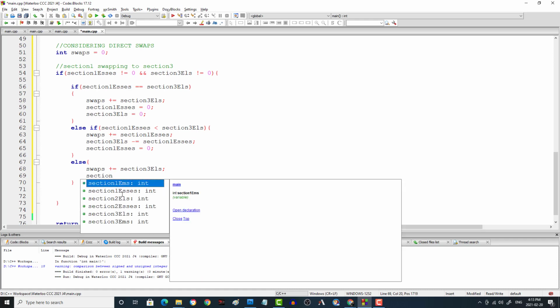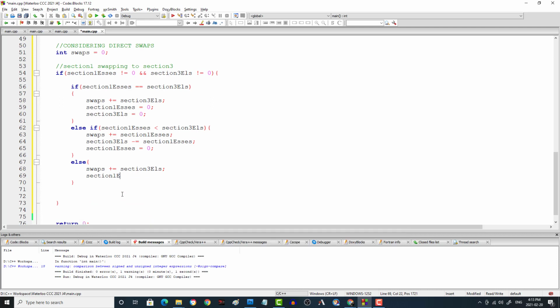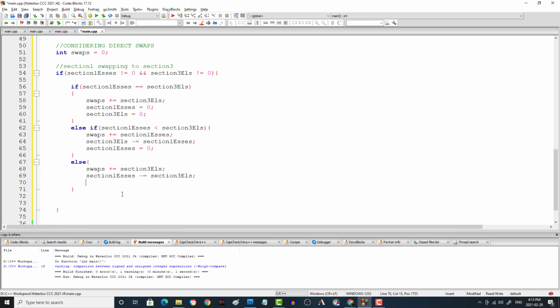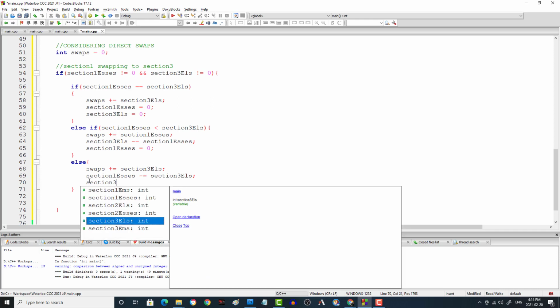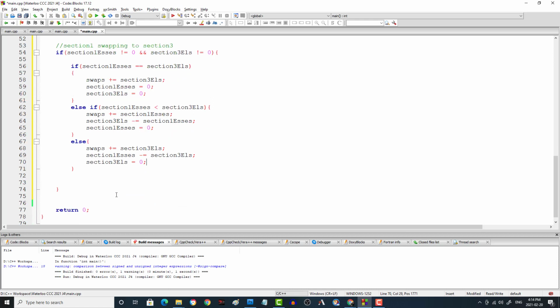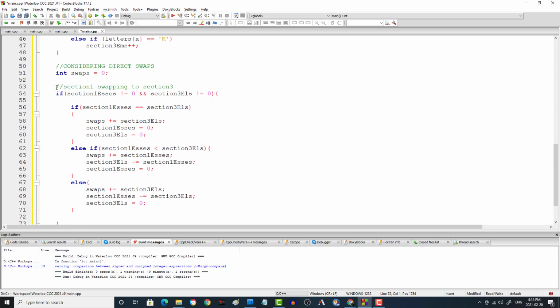Okay, and then section 1 S's minus equals the section 3 L's. All right. So what we're saying here is that there are more S's than L's. So then you can take away all those L's from the S's, right? And then the L's would become 0. So we would say section 3 L's would become 0. All right. And that should be it for direct swaps from section 1 to 3.